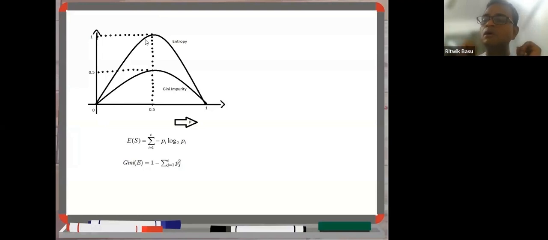Now, when you build up a model using Python and R, we usually avoid entropy because it is going to consume a lot of time. So we are happy with going with Gini impurity.